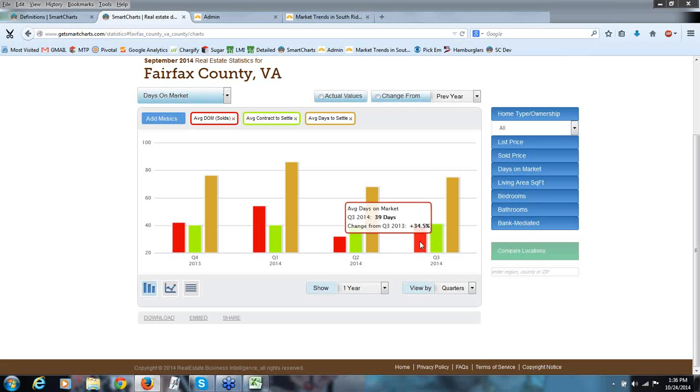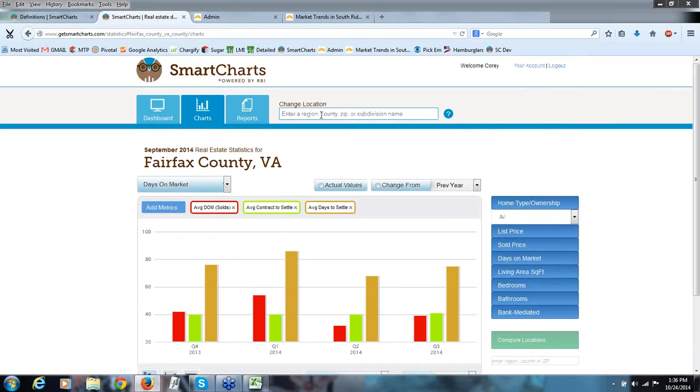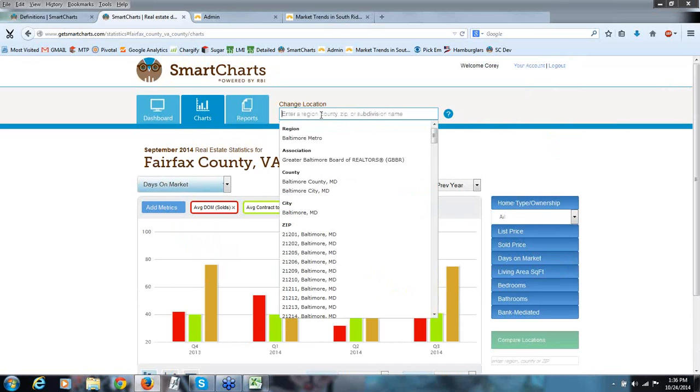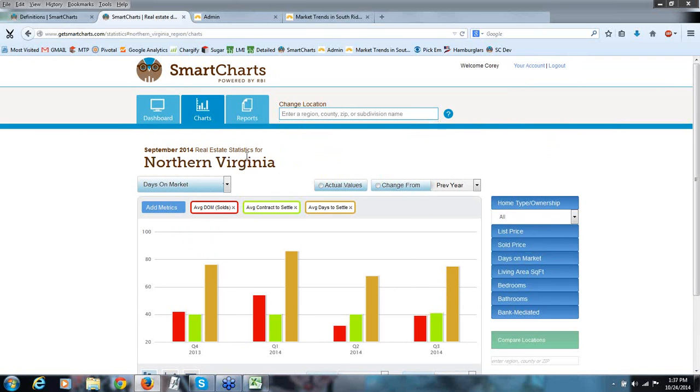It also helps to benchmark where your listing stands in relation to its quote-unquote peers. An interesting and scary thing to consider for this, and I'm going to go to a wider geography for this. I'll just go to Baltimore. Or let's just do Northern Virginia to help explain this.